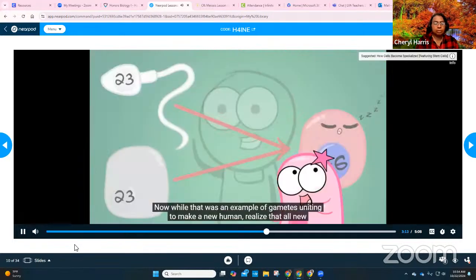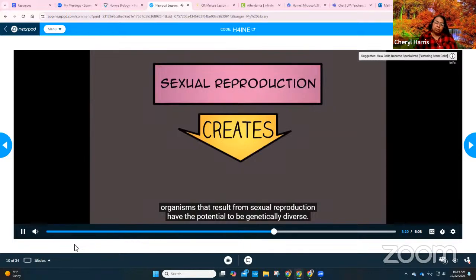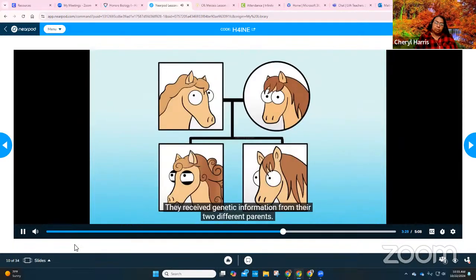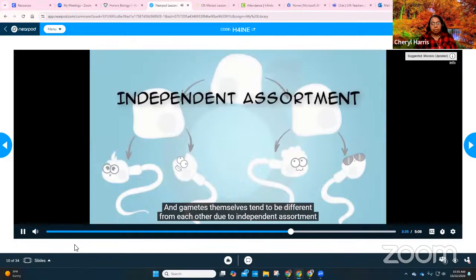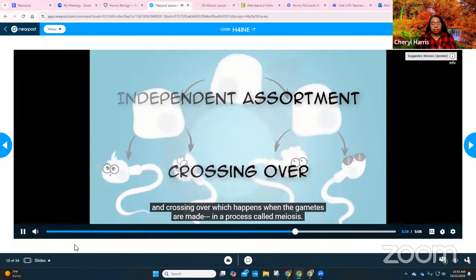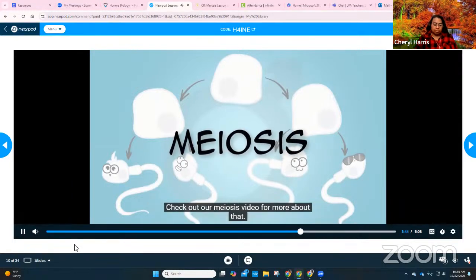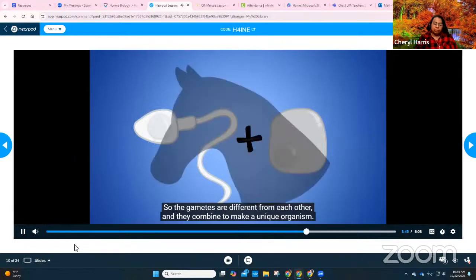Now, while that was an example of gametes uniting to make a new human, realize that all new organisms that result from sexual reproduction have the potential to be genetically diverse. In sexual reproduction, the offspring are not clones. They receive genetic information from their two different parents. And gametes themselves tend to be different from each other due to independent assortment and crossing over, which both happen when the gametes are made in a process called meiosis. Check out our meiosis video for more about that. So the gametes are different from each other, and they combine to make a unique organism.